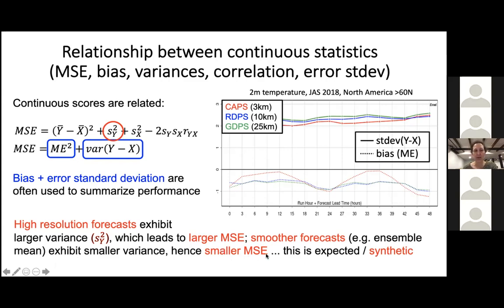So this is very important when you are going to compare forecasts that have different variances and different resolutions. Bear this in mind. Sometimes you say, oh, my ensemble mean scores much better than my new high resolution models. Well, you need to look at other statistics. Eric is going to tell you more about that.